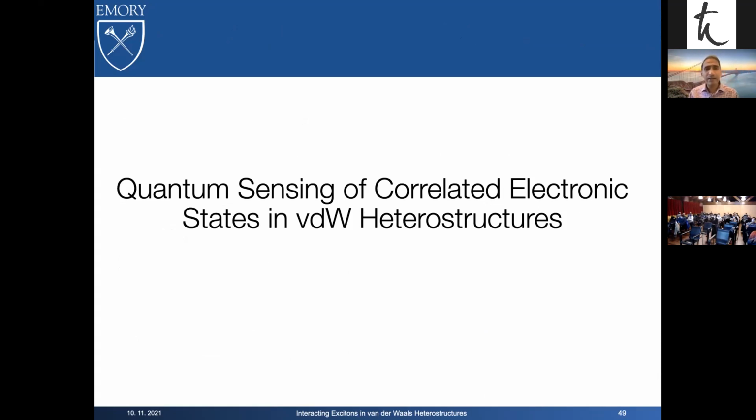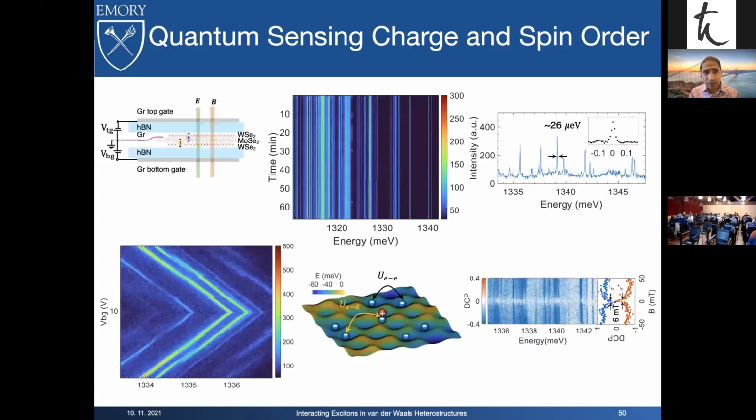So let me quickly talk about this last part, which is, again, very recent preliminary results. Here, we want to use these trapped dipolar excitons as quantum sensors. And what we want to sense is some correlated electron states, which might happen in these Moiré bands. So we have the same tri-layer structure here, but now we have a gated device to control the electric field and also add carriers to dope it. And we are primarily interested in electron doping.